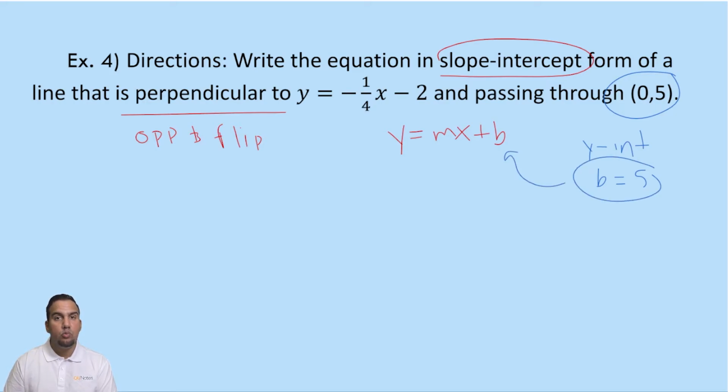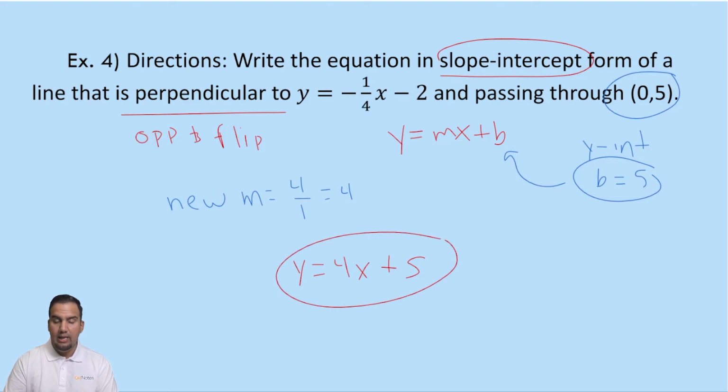So all I'm missing is, what's my slope? Well, remember, slope is opposite and reciprocal, opposite and flip. So I notice that my fraction is negative, so now I know that my new m is going to be positive. And then I'm going to flip my fraction. So instead of being 1 over 4, it's going to be 4 over 1, which pretty much is just 4. Now I have my m, I have my b. So piecing it all together, my answer is going to be y equals 4x plus the y-intercept, which is going to be 5. And that's my answer.